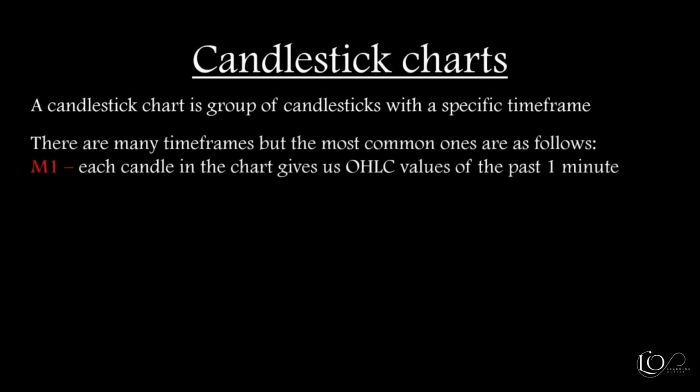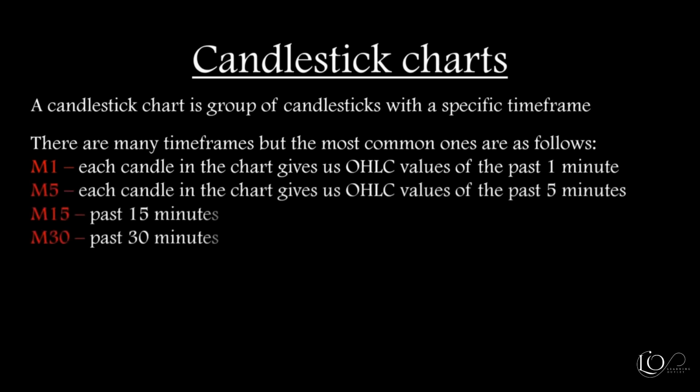So candlestick charts are basically a group of candlesticks that are bunched together, and they are specific with a time frame. Now there are many kinds of time frames out there, and you can even generate your own, but the most common ones are the M1, the M5, the M15, the M30. The M stands for minute. So when you look at the M1, each candle in that chart is going to give us the OHLC values for the past 1 minute. Each candle is going to be generated every minute. So this is a pretty fast chart.